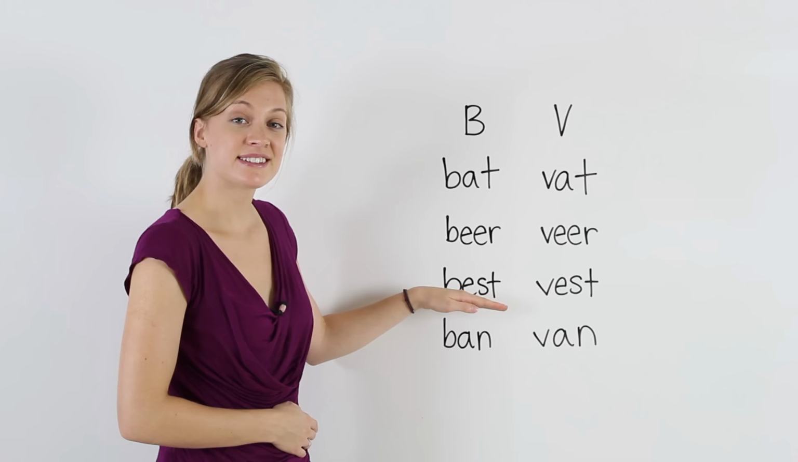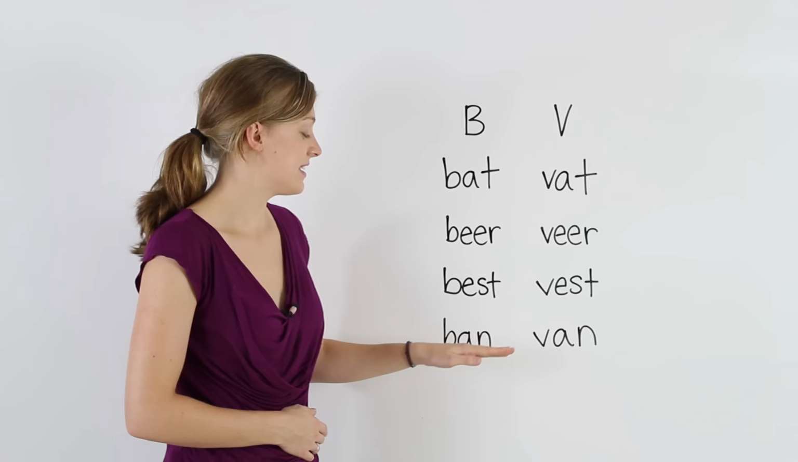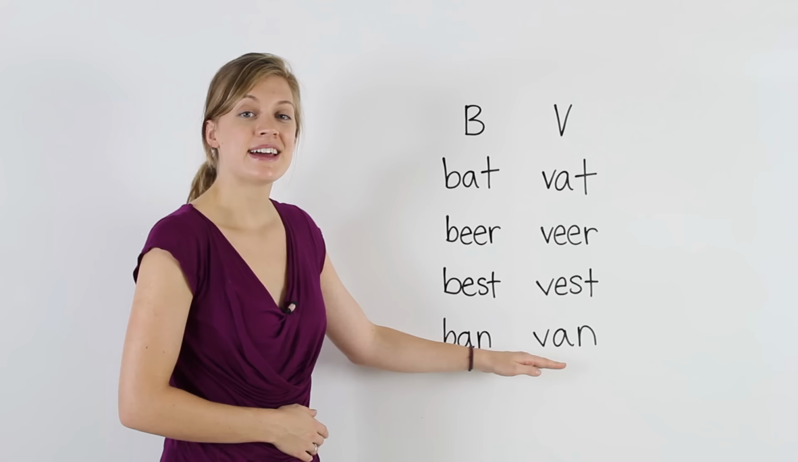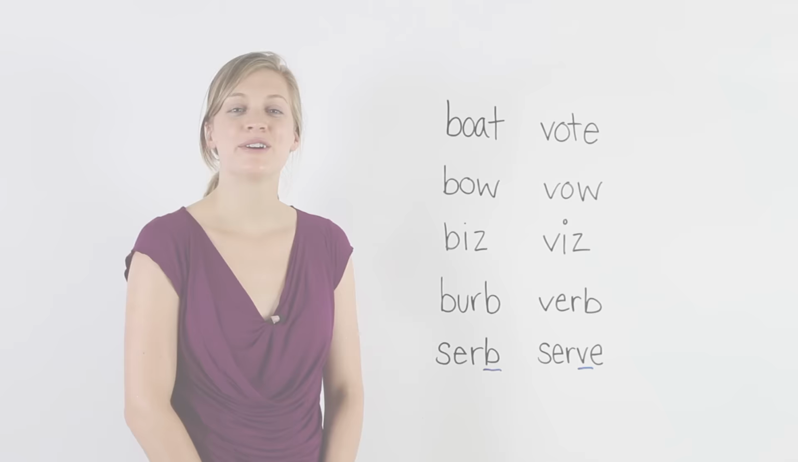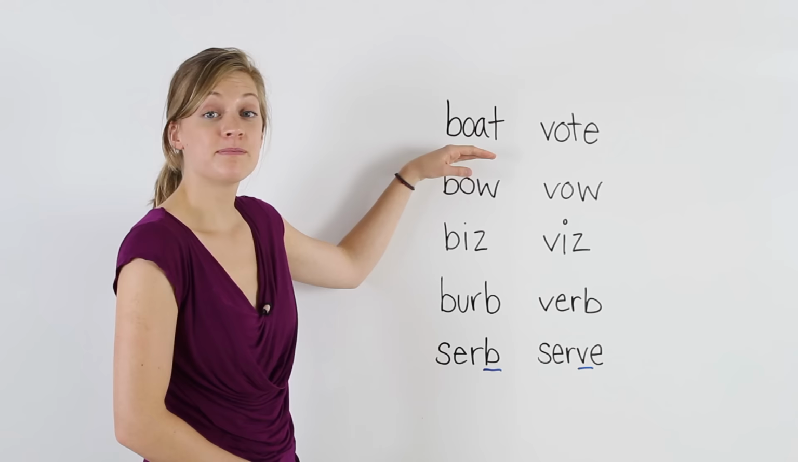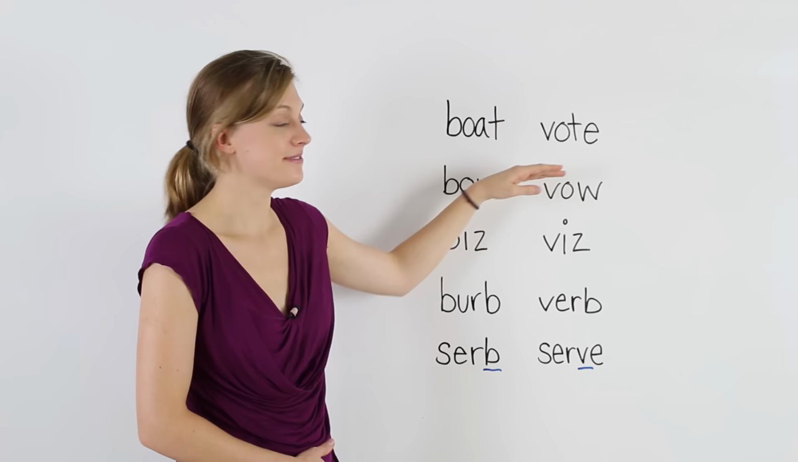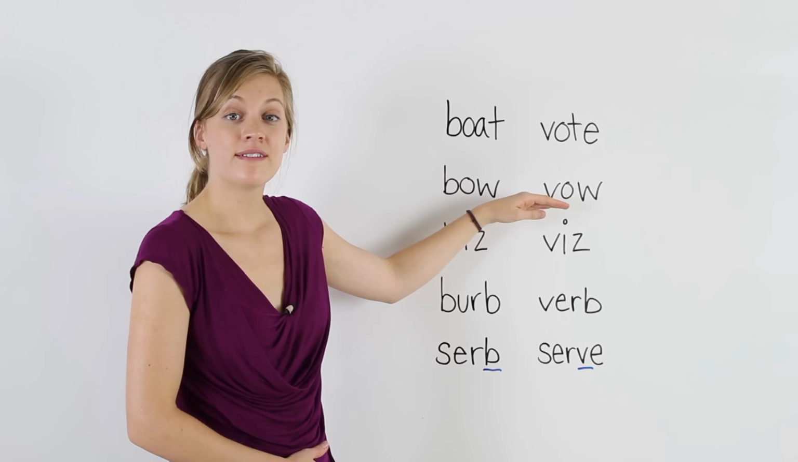Keep repeating after me. Best, best, vest, vest. Ban, ban, van, van. Now let's move on. Repeat after me. Boat, boat, vote, vote. Bow, bow, vow, vowel.